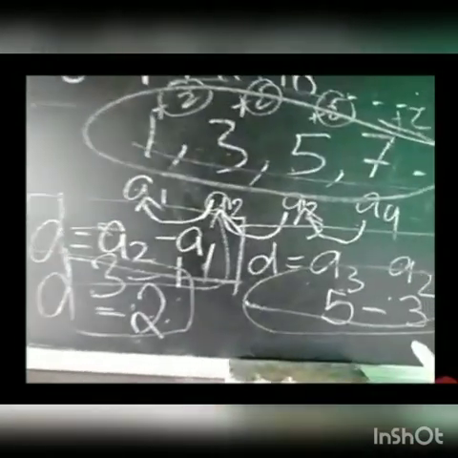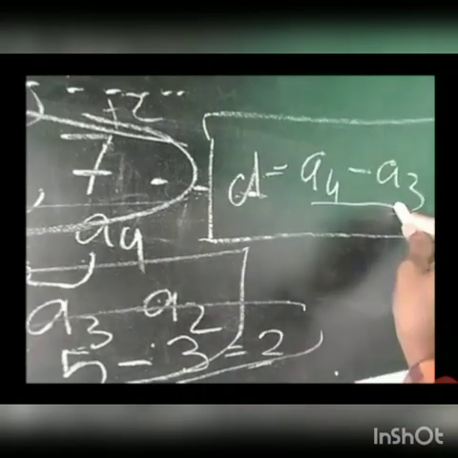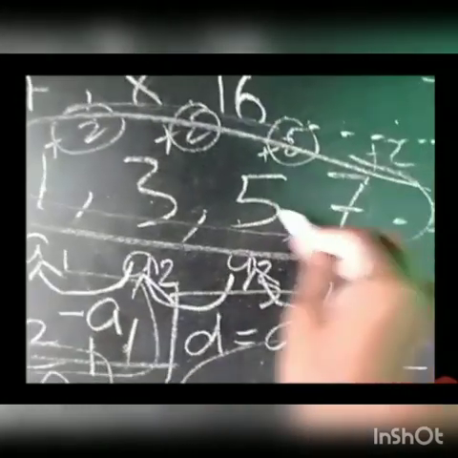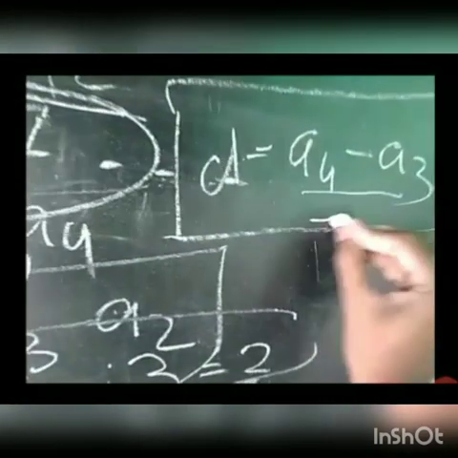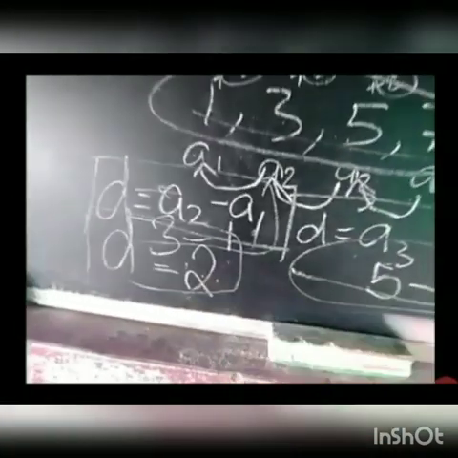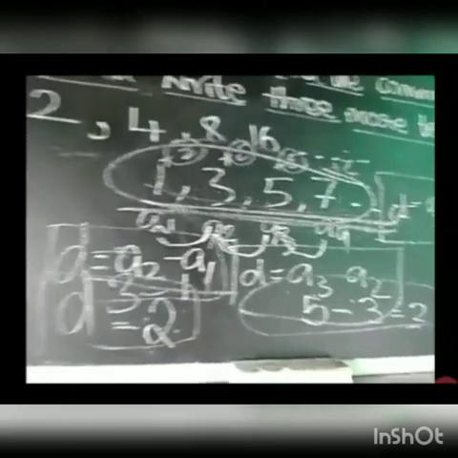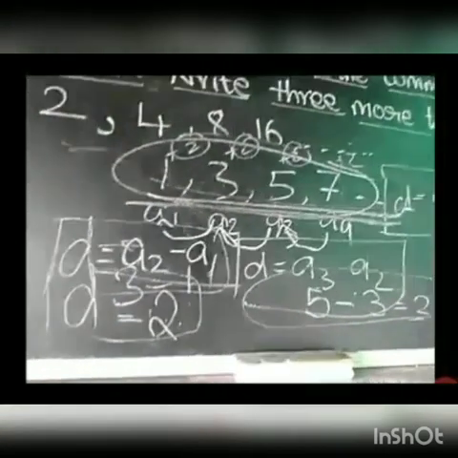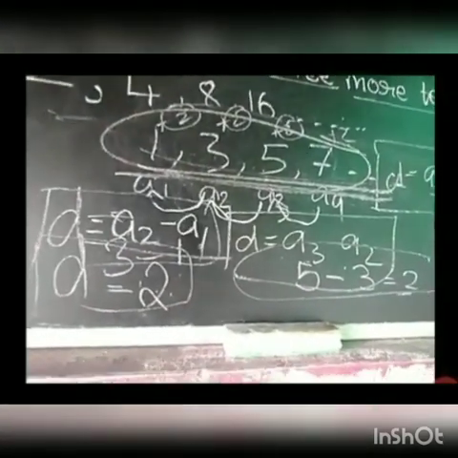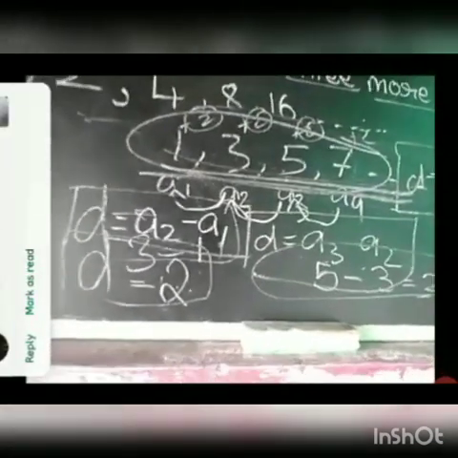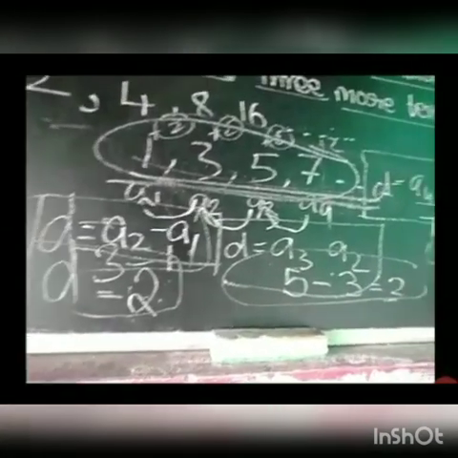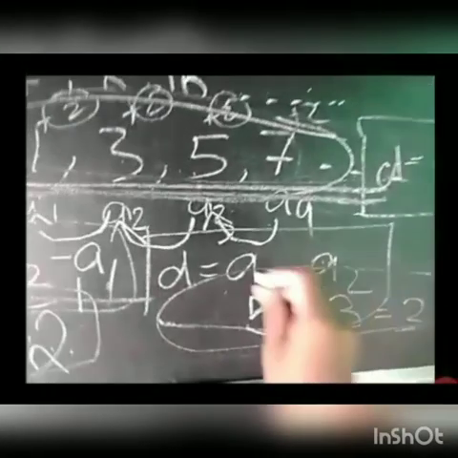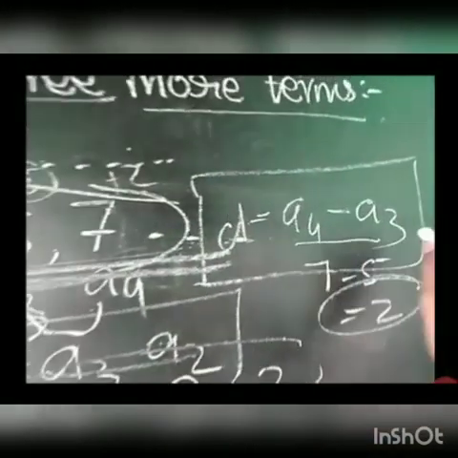Even when we make use of this formula also, A4 is nothing but 7, A3 is nothing but 5. So 7 minus 5 is again going to give you 2. Since the common differences are the same, we can say this particular progression forms an AP. Got it clear? We can also determine whether a given set is an AP by using this different set of formulas: D equals A2 minus A1, D equals A3 minus A2, D equals A4 minus A3.